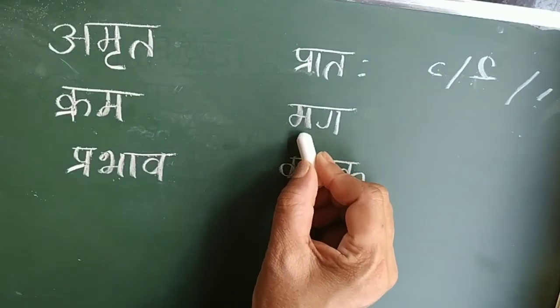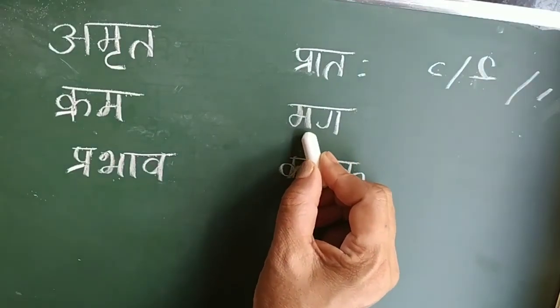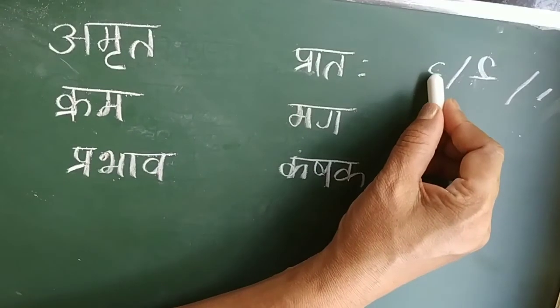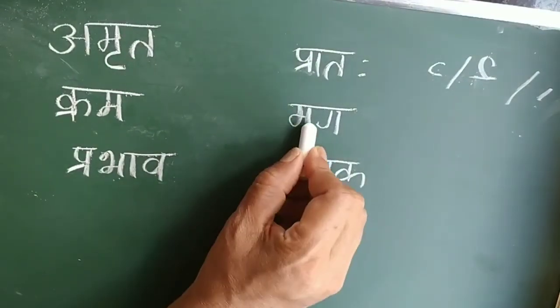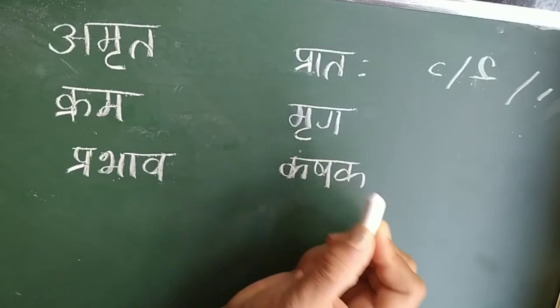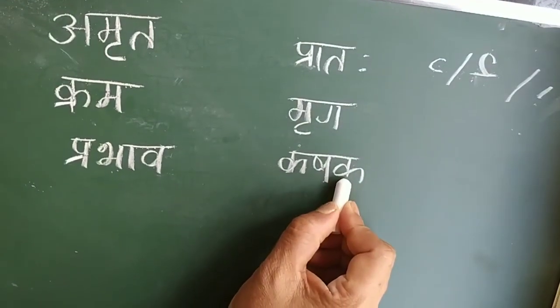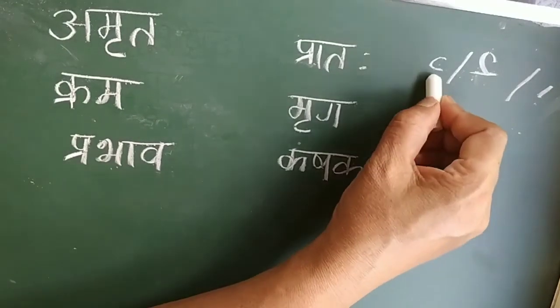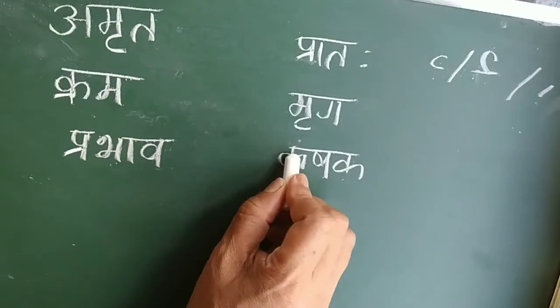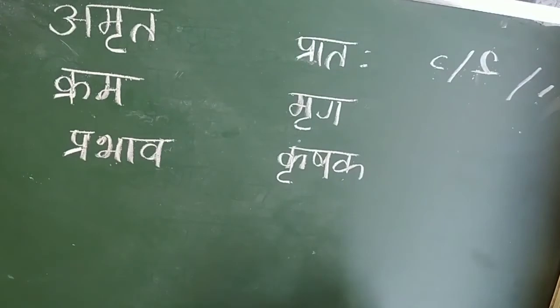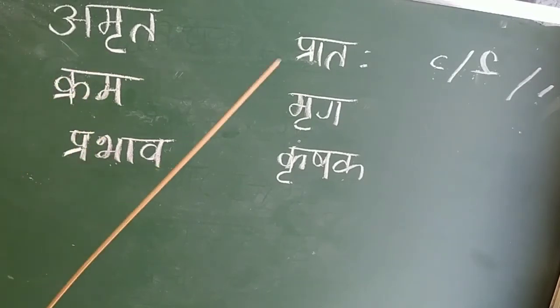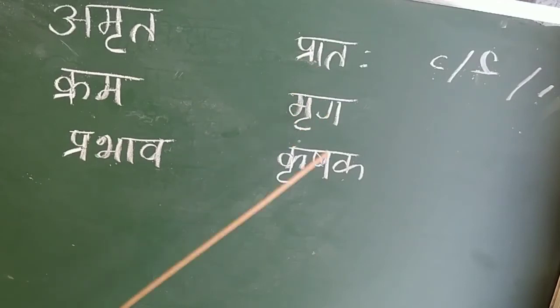Now next one, mrug. For mrug, we have to use the symbol of re below the first letter, mrug. Now, krishak. Which symbol do we have to use here? Symbol of re below the first letter, krishak. Read it. Amrit, Kram, Prabhav, Prad, Mrug, Krishak.